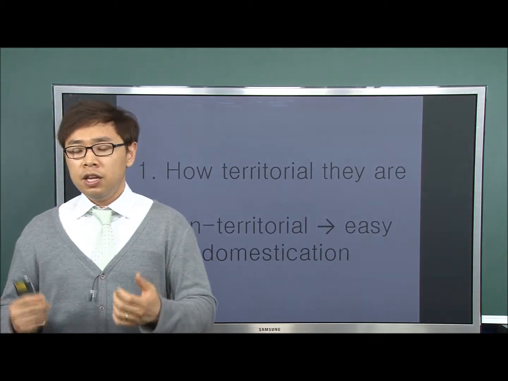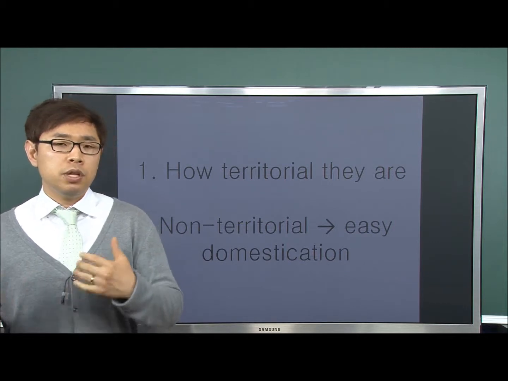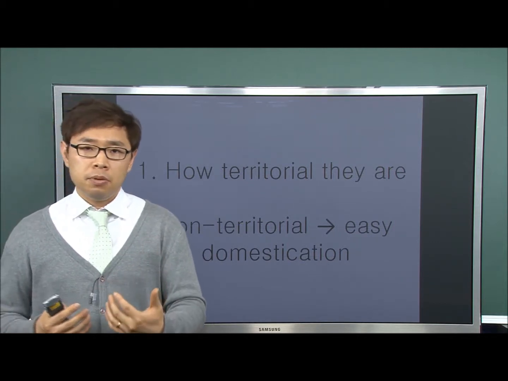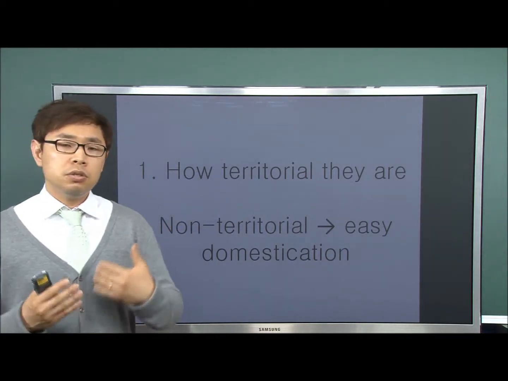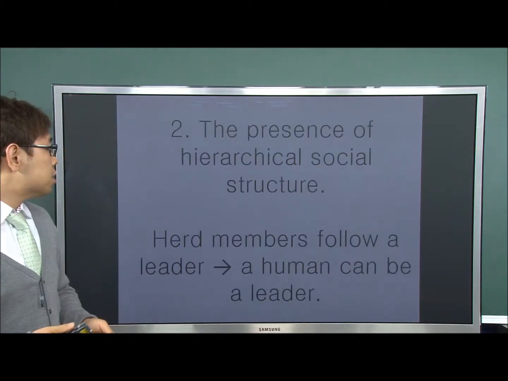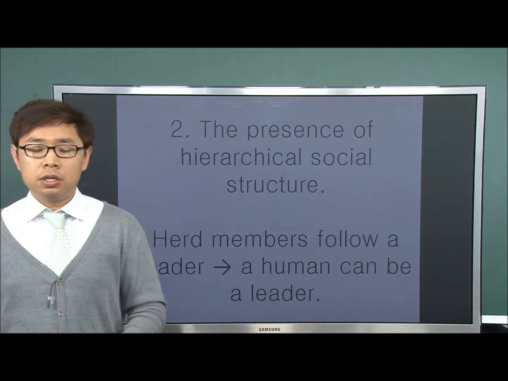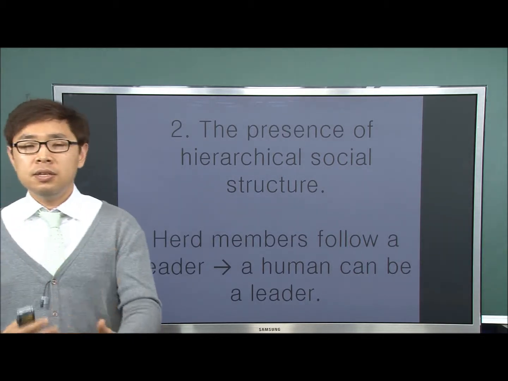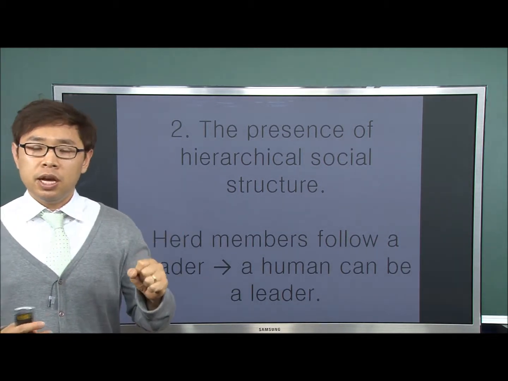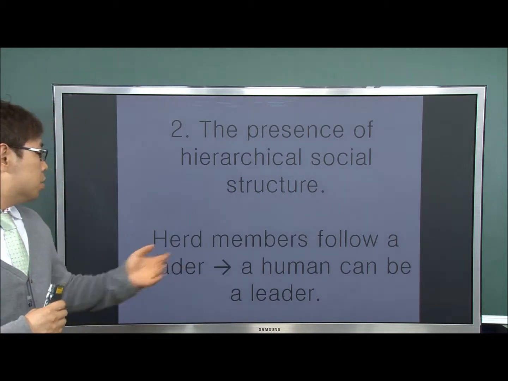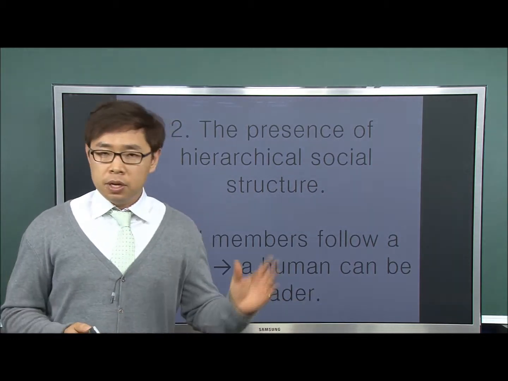The first one is how territorial they are. Territorial means that if other animals come into that territory, are they willing to fight against them, or do they live friendly with them, not caring about that? If they are non-territorial, they're easy to be domesticated. Next, you need to know whether they have some form of hierarchical social structure or not. If they do, then it is easy for them to be domesticated, because all you need to do is tame the leader, and others will follow. Herd members follow a leader, so humans can be a leader to them as well. That was what's in the reading.